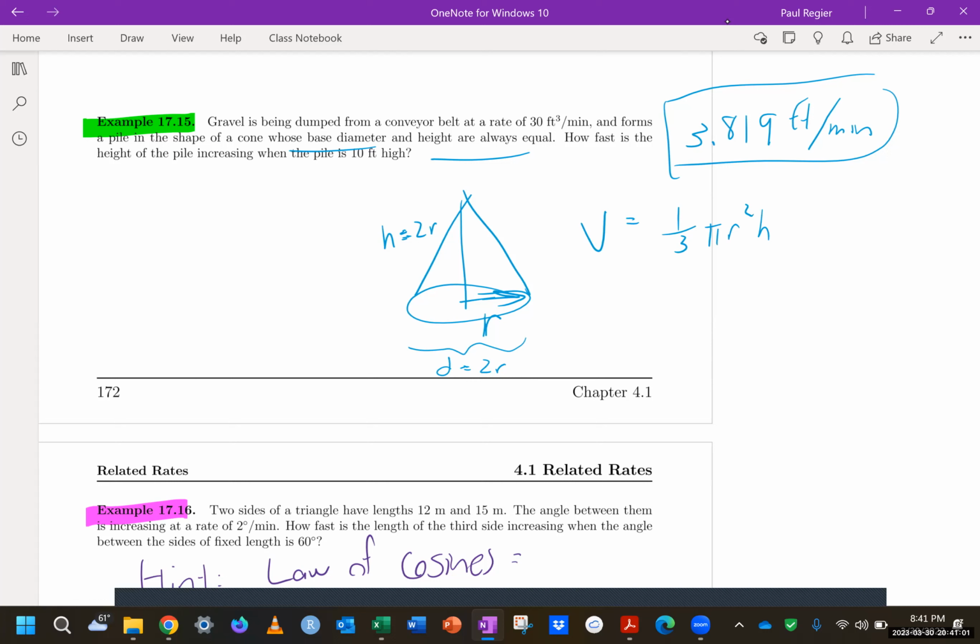And so the question that's being asked, this dV/dt, that's the change in volume. Oh, feet cubed per minute. That's the amount being added each minute. So that's what's going on to my pile. And it's going to maintain this proportion of equal base and diameter, some kind of physical property. So this question wants to know, how fast is the height of the pile increasing? So I want to know dh over dt.